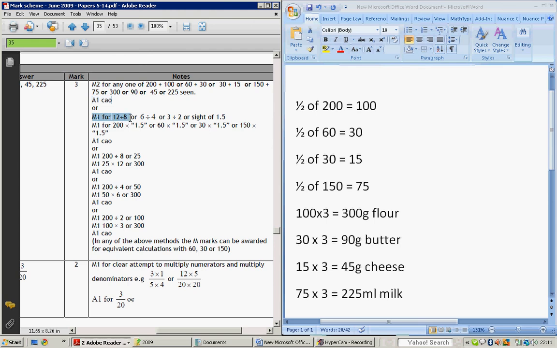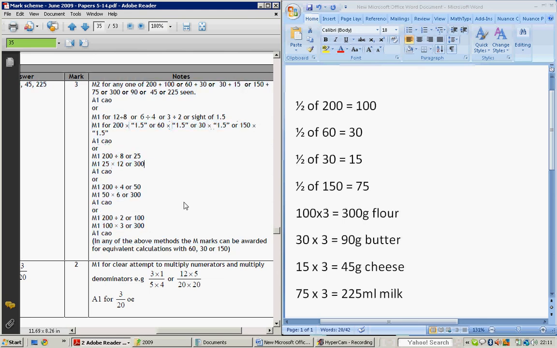You would get 1 mark if you wrote down 12 divided by 8, 6 divided by 4, 3 divided by 2, or 1.5. 1 mark for 200 times 1.5, or 60 times 1.5, or 30 times 1.5. Okay, that's another way of doing it. Or 150 times 1.5. My goodness, this was so easy to get at least 1 mark in this question. You could have written down just about anything. Look at the amount of things here.